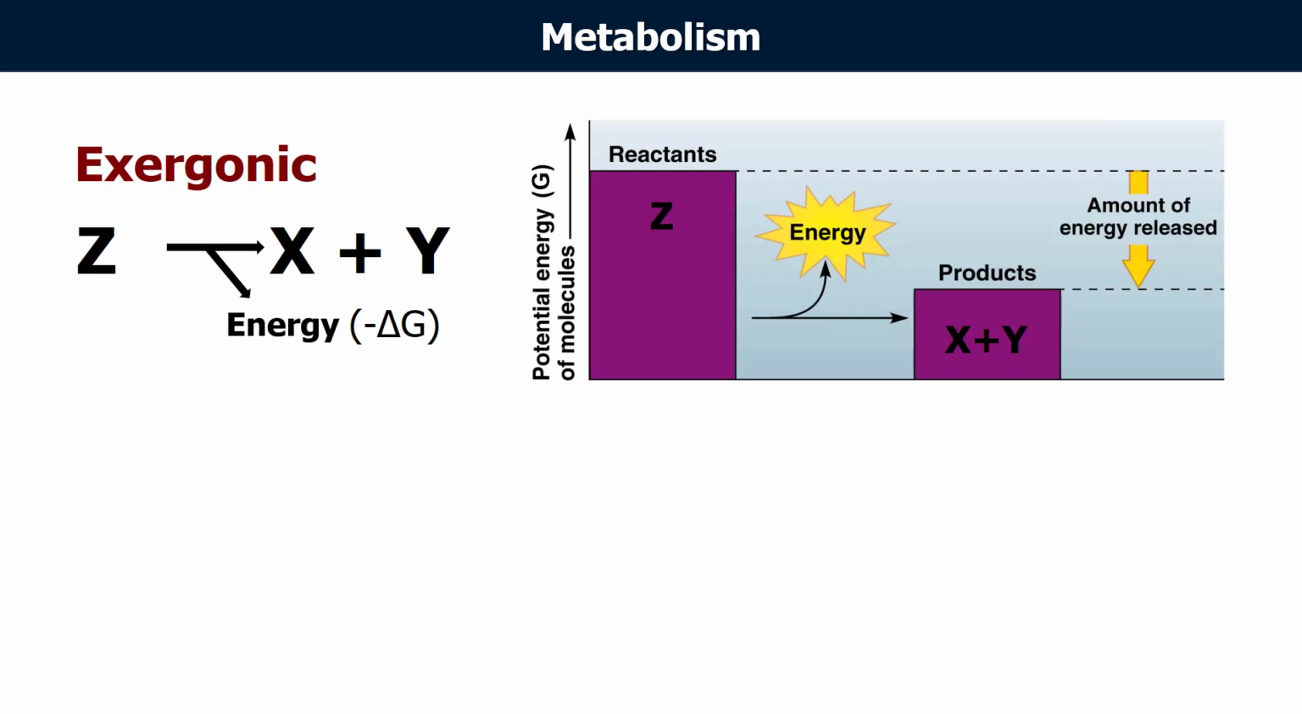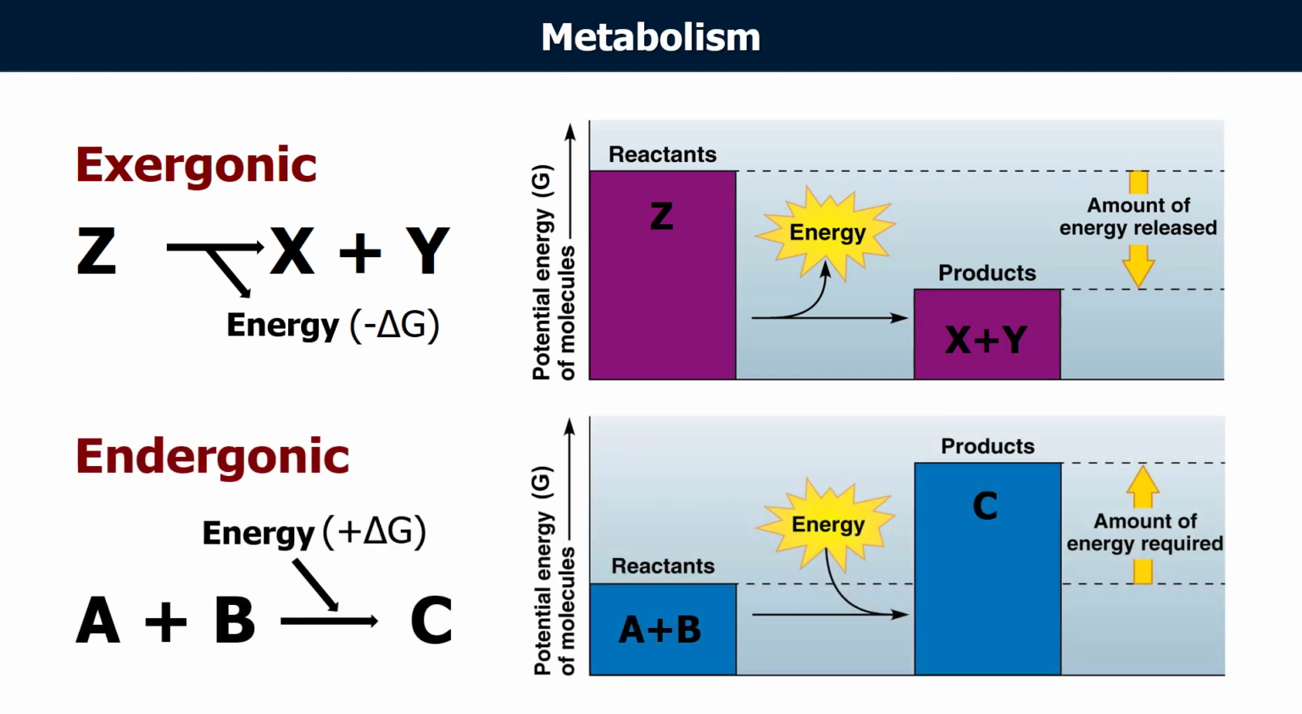And we said graphically, exergonic reactions are going downhill. So we said there's more energy in Z than there is in X plus Y. So we're going down, we're losing energy, and that's a negative delta G, a negative change in free energy. Compare that to the endergonic reactions, which are energetically uphill. A plus B forms C, but we had to provide that energy to get up there. And so that's a positive change in free energy, or a positive delta G.